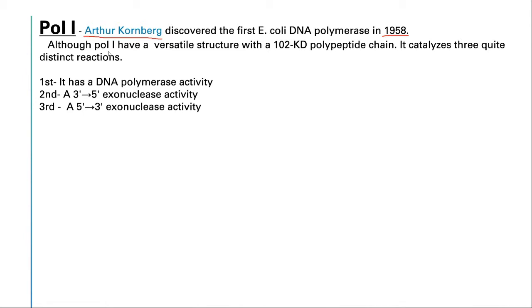Although Pol1 has a versatile structure with a 102 kD polypeptide chain, it catalyzes three distinct reactions. The first one is DNA polymerase activity. The second one is 3' to 5' exonuclease activity, and the third one is 5' to 3' exonuclease activity. So the most important point is that it shows two types of exonuclease activity: in the direction of 3' to 5' and in the opposite direction, 5' to 3'.